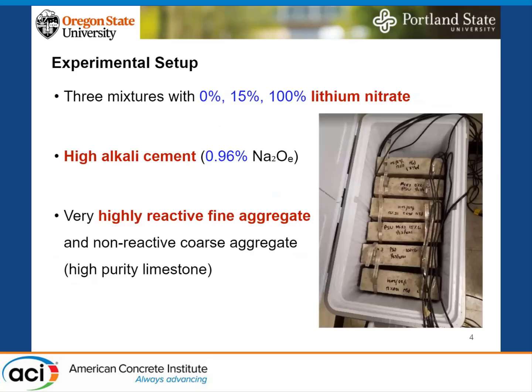For our experimental setup, I'll start with the mix. We came up with 3 different mixes. Every constituent in these mixes is the same except the lithium nitrate. So we have 0%, 15%, and 100% lithium nitrate. The lithium nitrate mitigates the ASR process, so the 100% is fully mitigated. For the cement, we have high alkali cement for all of them. And for the aggregates, we have very highly reactive fine aggregates and non-reactive coarse aggregate. Also, you see an image here. It's part of the experimental setup that I'll go back to later.